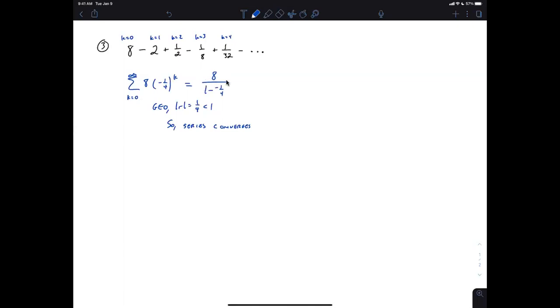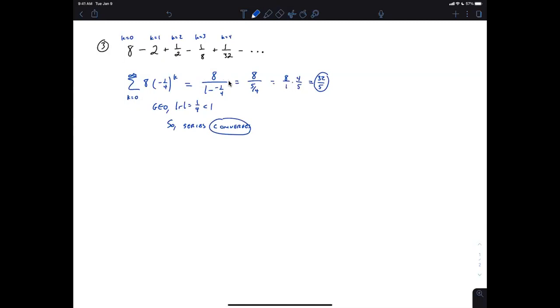So we get 8 over 1 minus negative 1/4. That's 8 over 5/4. That's 8 over 1 times 4 over 5, which is 32 over 5. And so this converges, and its sum is 32/5. Any questions on that?